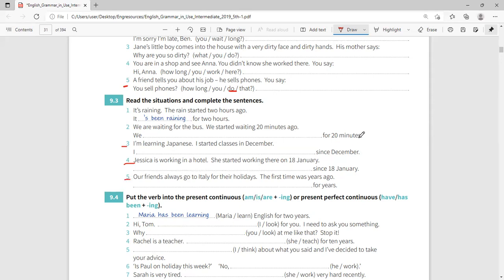Anybody who knows the president of Kenya? President of Kenya, who knows? Nobody knows. Okay, Amina knows. Okay, Amina, number 5.